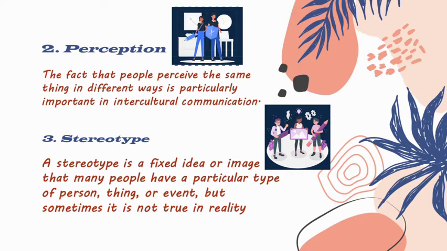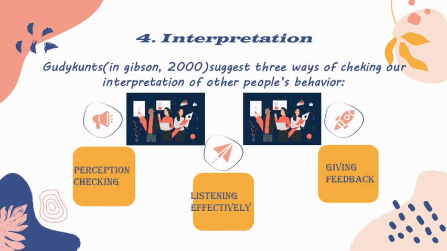A stereotype is a fixed idea or image that many people have of a particular type of person, thing, or event, but sometimes it is not true in reality. Next, about 4. Interpretation. Goody and Counts in Gibson 2000 suggest 3 ways of checking our interpretation of other people's behavior. The first, perception checking. The aim of perception checking is to ensure that our interpretation of the other person's behavior is what B or C meant it to be.